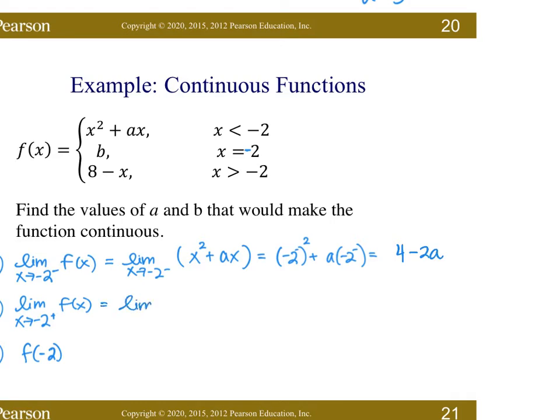All right, when I am using negative 2 plus, I'll be using the equation 8 minus x. So that would be 8 minus negative 2, or 8 plus 2. Again, you can drop the plus or minus, and that's 10. So we know that step 1 and 2 need to match. Step 3, f of negative 2, well, that's just b. So let's make steps 1 and 2 match, and then we'll move on to make steps 2 and 3 match.